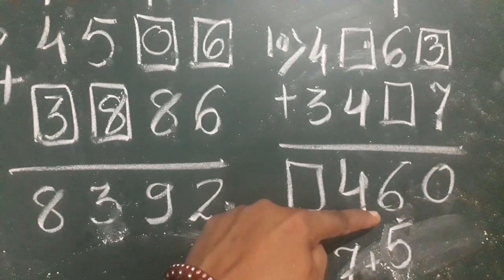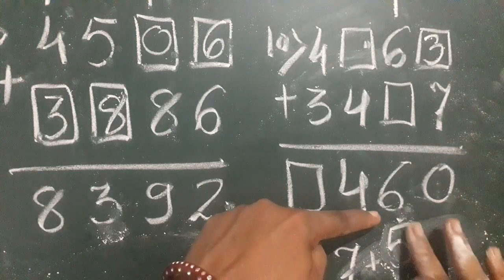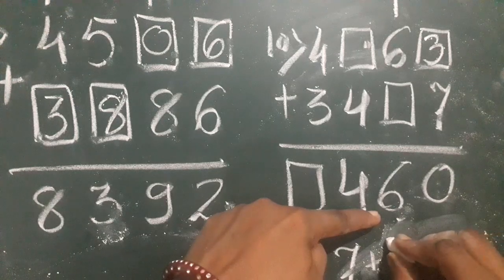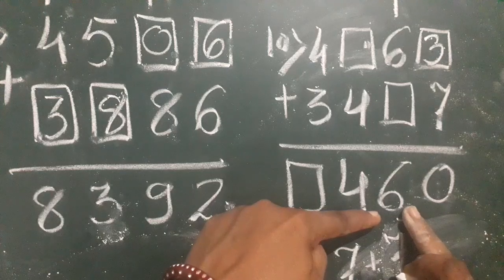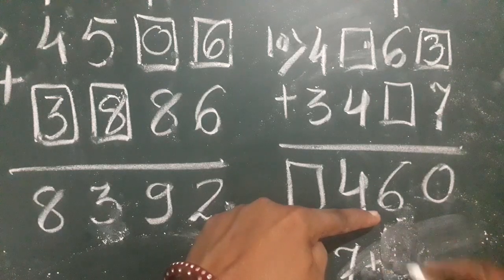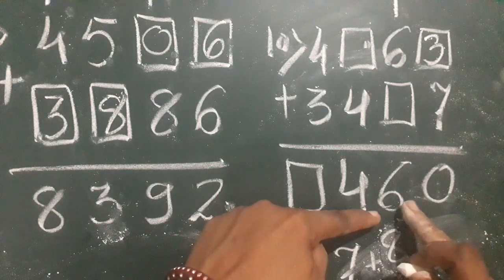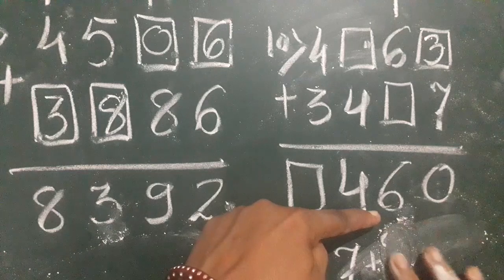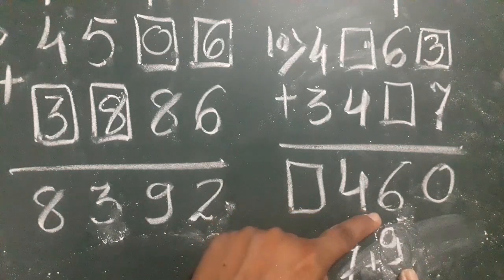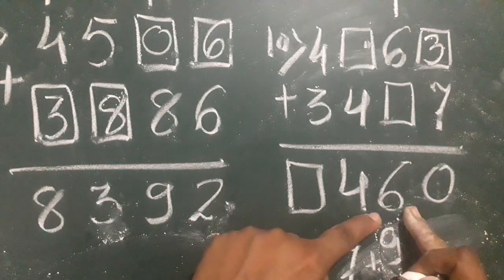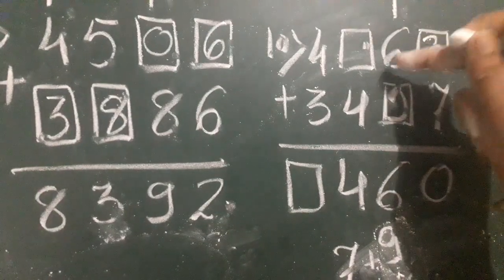Go with 5. 7 plus 5 is 12. If this is 12, this should be 2. So this is wrong. 7 plus 7, when you write, it is 14, and in 14 this should be 4. So again, this is wrong. Then when you write 8, 7 plus 8 is 15. If this is 15, this should be 5, which is not the case here. Now go with the next number, that is 9. 7 plus 9 is 16, and in 16 the ones place is 6, right? So here write 9. So 9 and 1, 10 and 6, 16.